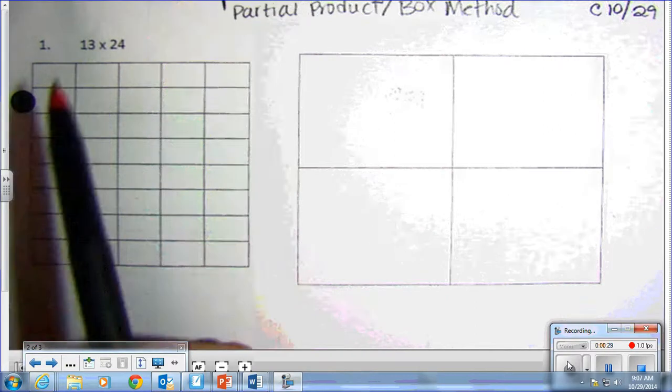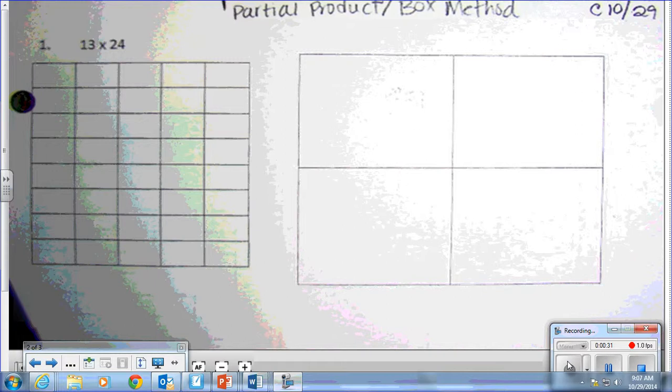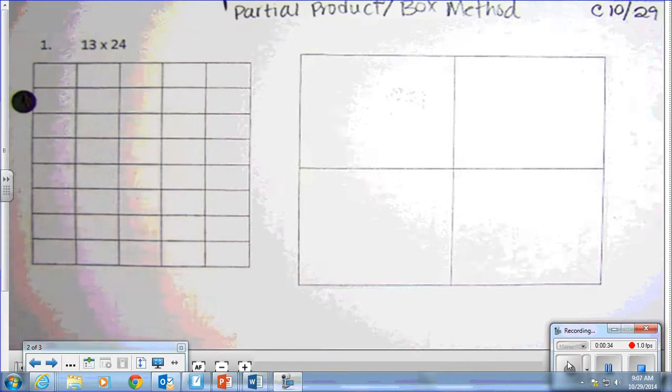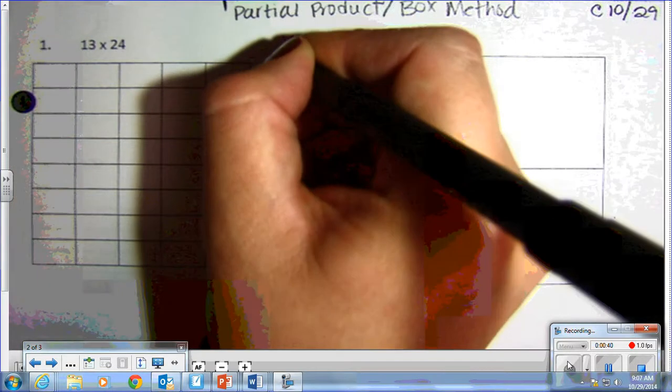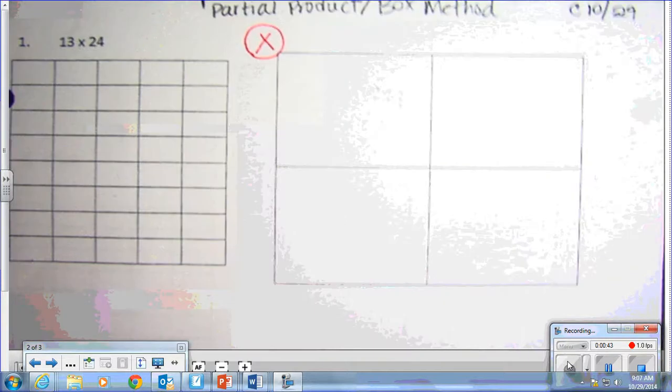Right? Like 8 in expanded form is simply what? 8. But 13 in expanded form would be 10 plus 3. So now we're moving into bigger numbers. So as always, I'm going to set my box up. I'm going to put my multiplication sign.